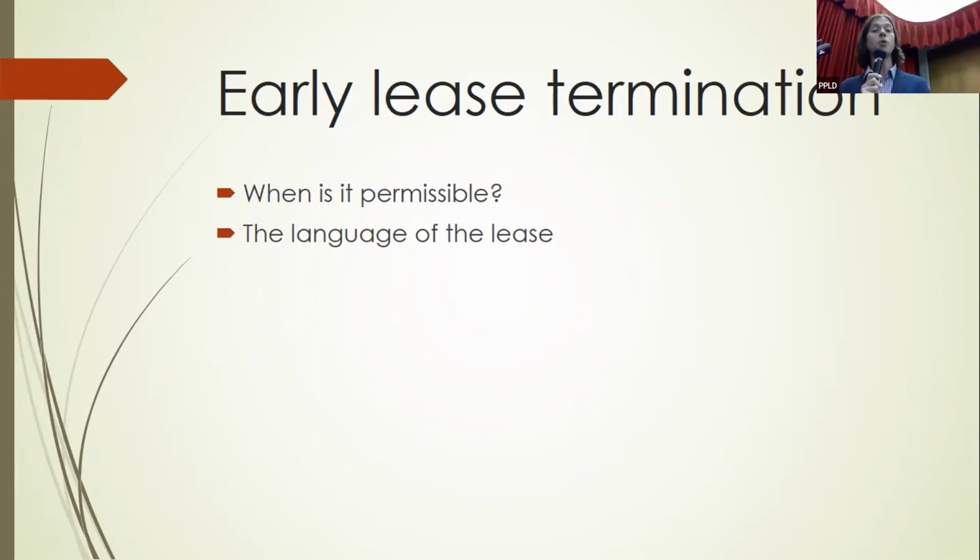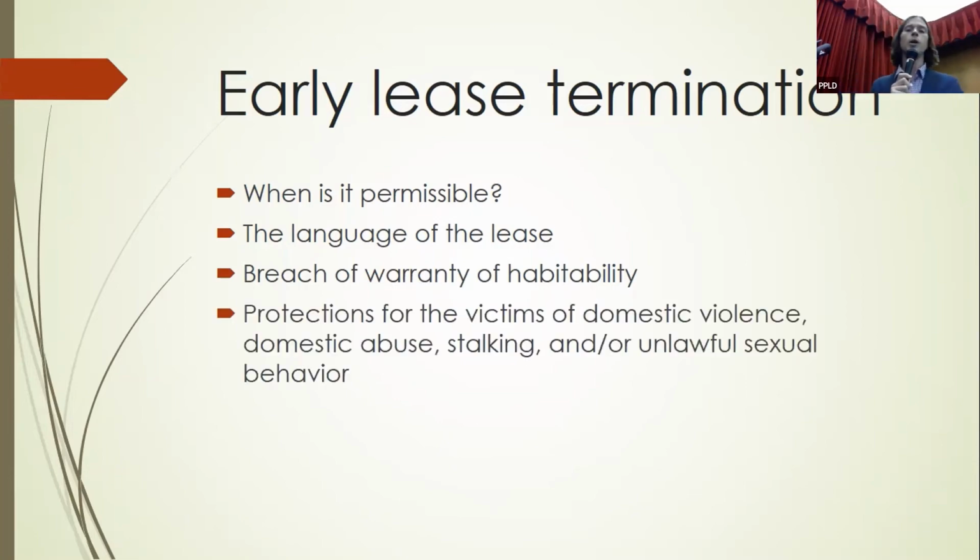So if your lease doesn't have explicit language about it, you can also terminate your lease early if there's been a breach of the warranty of habitability or a repeat breach of the warranty of habitability. There's also a special provision for protections for the victims of domestic violence, stalking, and/or unlawful sexual behavior. There's a specific process to go through that. And with the domestic violence protections, that also does require the payment of 1 month's rent. Otherwise, you don't get your security deposit back.